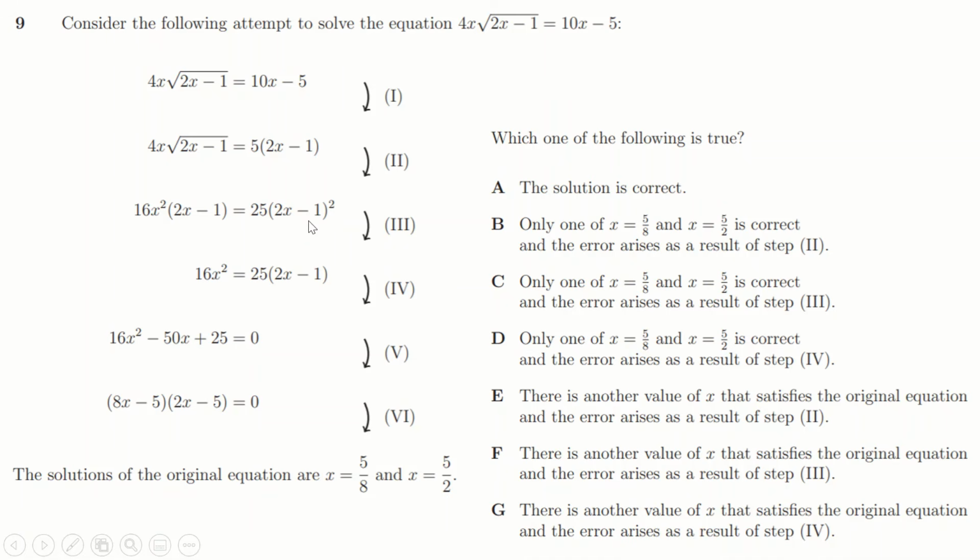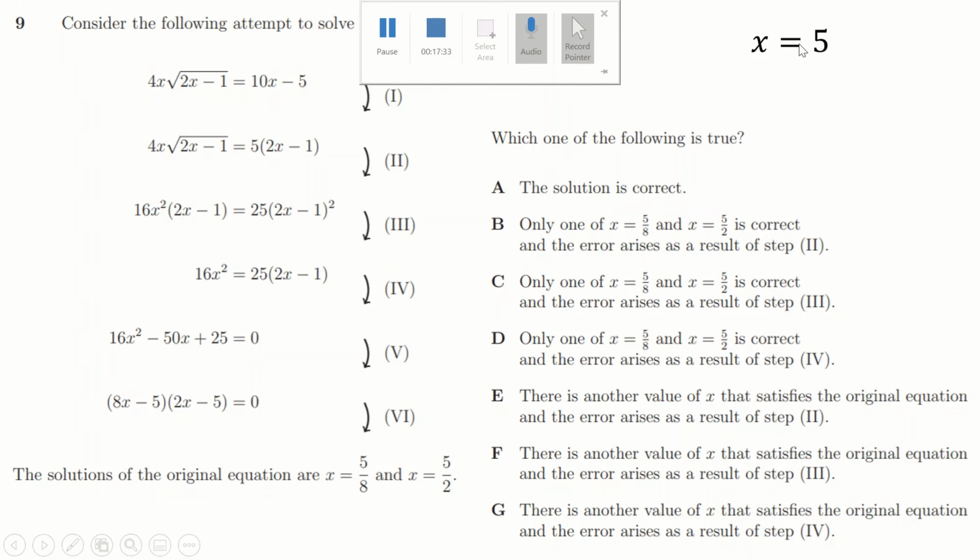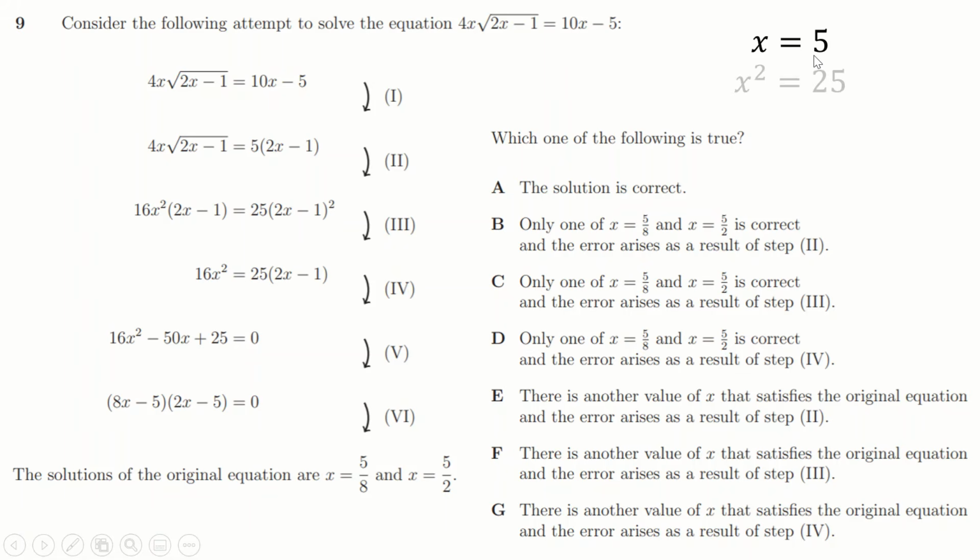Number 2, alarm bells are ringing because he's squared both sides. And the problem with squaring both sides is, let's take this. This has 1 solution. If I square both sides, suddenly I have 2 solutions, right? I can put in a -5 here and it's fine. So squaring does create solutions. So alarm bells have rung here.